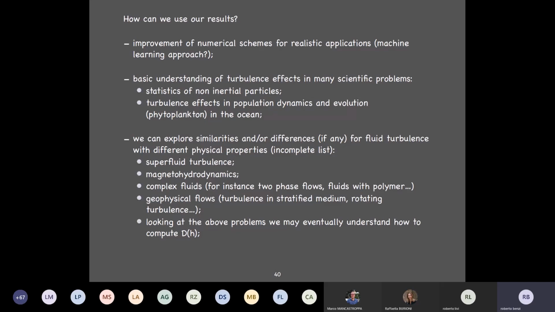We can tackle the problem of what happens in turbulence in many interesting geophysical flows, like turbulence in stratified media, rotating turbulence, thermal convection, and so on. Eventually, by trying to focus on these different kinds of turbulence, we may have a good idea to understand how to compute the anomalous exponent. I mean, this is just a hopeful idea, but there is no real statement about that.